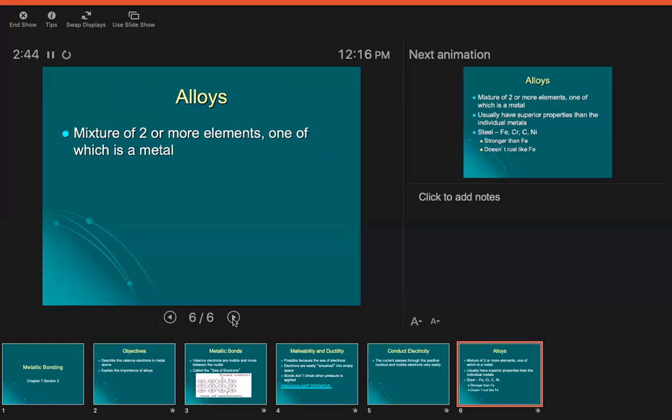The reason that alloys exist is because the creation of the alloy gives it superior properties than the metals that make it up. It's kind of like getting the best of both worlds. This metal is good at this, and this element is good at this. So if we mix these, they can be extra good at something.